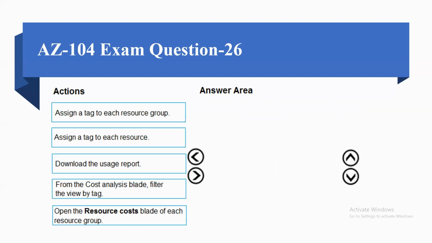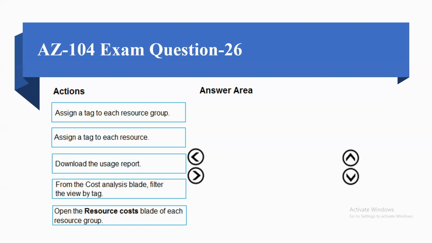These are the actions. First, assign a tag to each resource group. Second, assign a tag to each resource. Third, download the usage report. Fourth, from cost analysis blade, filter the view by tag. And fifth, open the resource cost blade of each resource group.